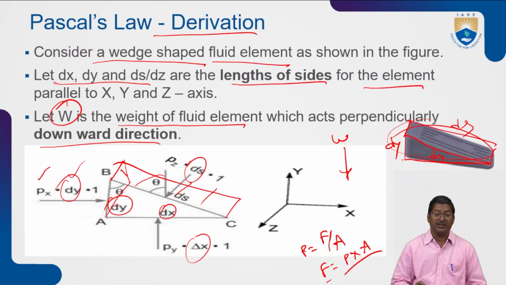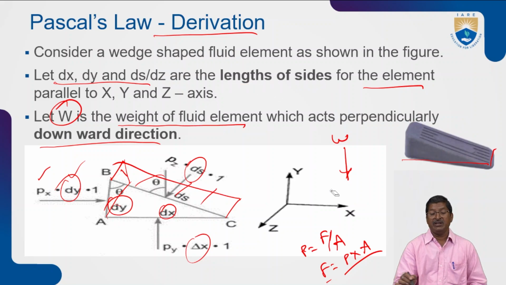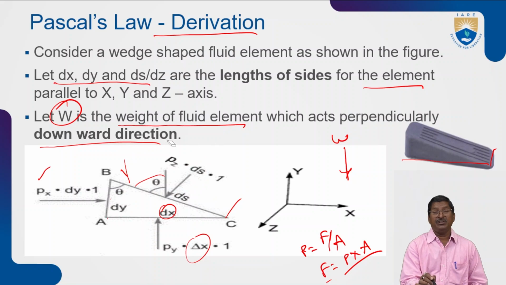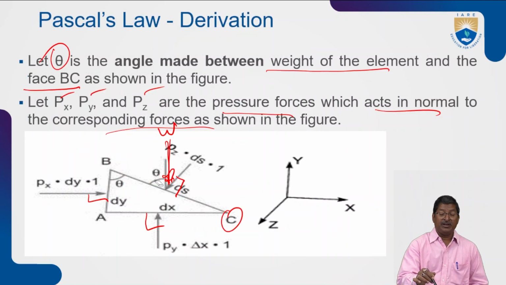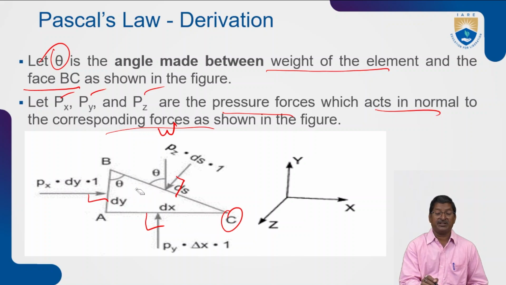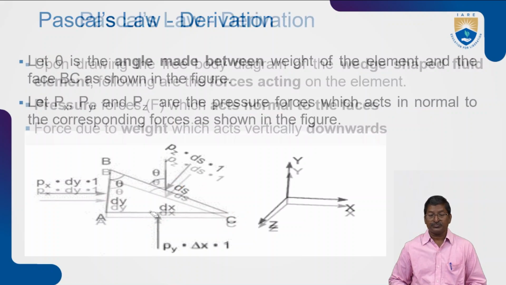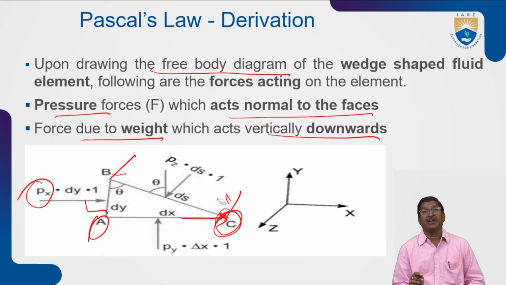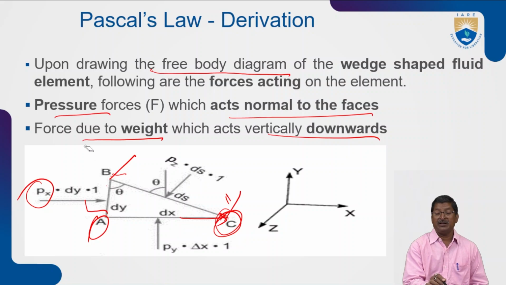from the top surface of the fluid. And if you see the derivation, we are taking a wedge-shaped fluid element, this one. The lengths of the sides are dx, dy, dz. And w is the weight of the fluid element, acting in the vertical direction. Theta is the angle made by the weight with the inclined portion BC. So here also it will become theta. Then Px, Py, Pz are the pressures applied normal to the AB surface (Px), AC surface (Py), and BC surface (Pz).